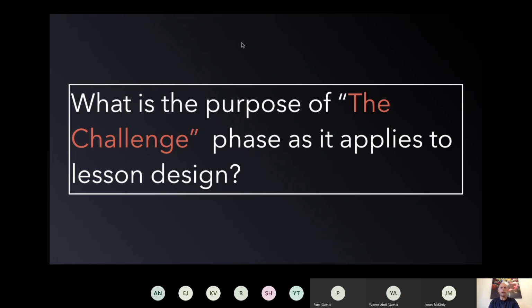All right, so back to my question. What is the purpose of the challenge phase as it applies to lesson design? Okay, so students' curiosity has been sparked, and now we're going to take that curiosity and we're going to have them do something with it. Okay, go ahead and reflect on this and type something into the chat, and I'm going to hang out here for a minute while you do that.